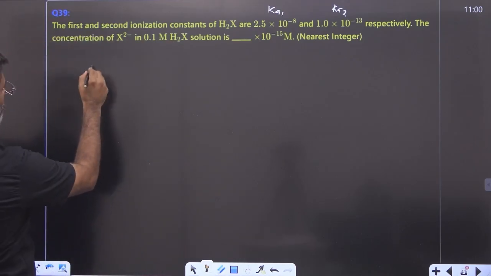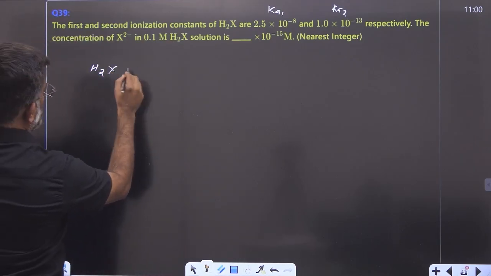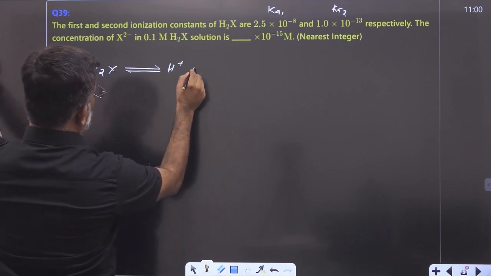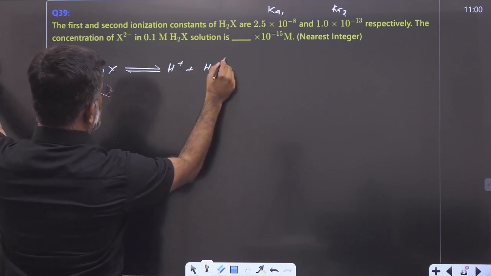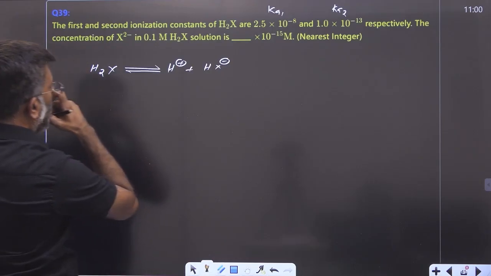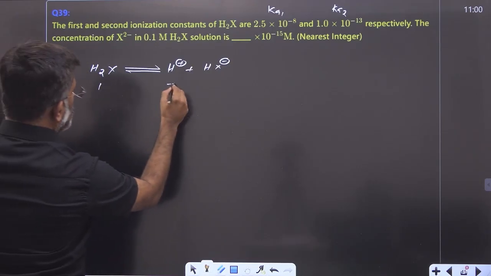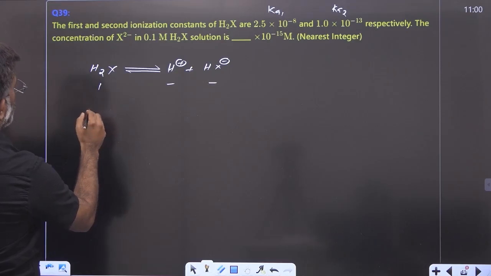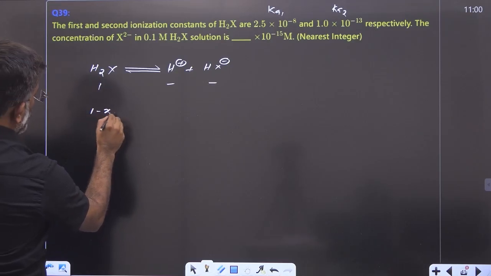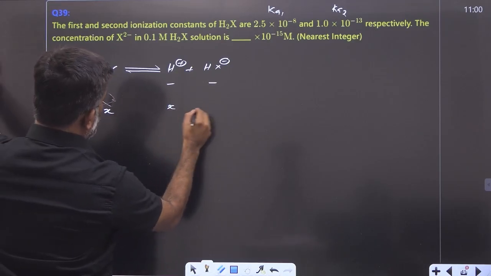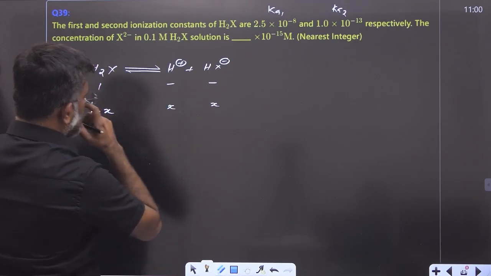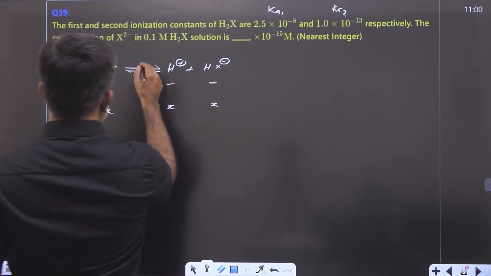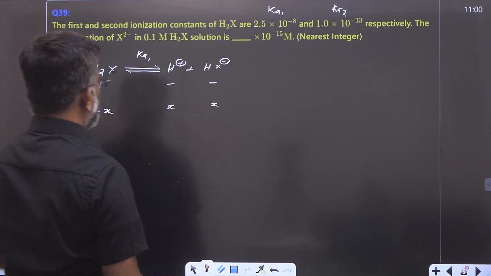So it is H2X, which will give you H plus plus HX minus. Starting with 1 mole, 0, 0. Suppose x is the degree of dissociation. 1 minus x, here it will be x, here it will be x. That is the first dissociation, Ka1.